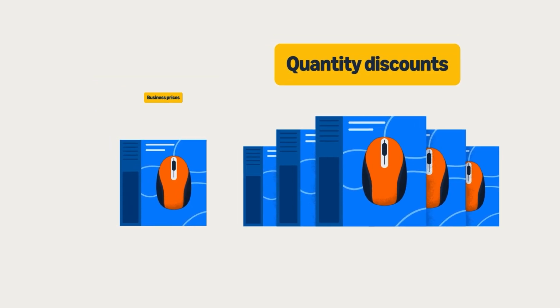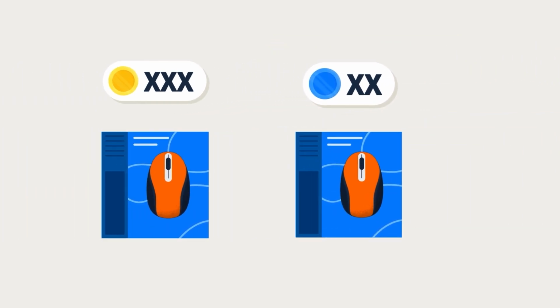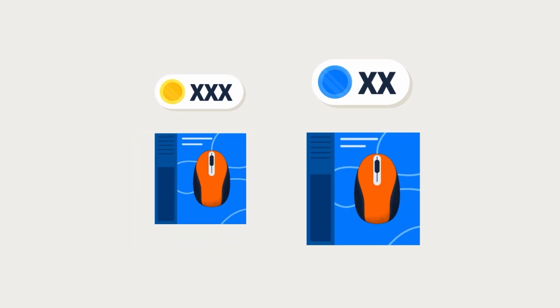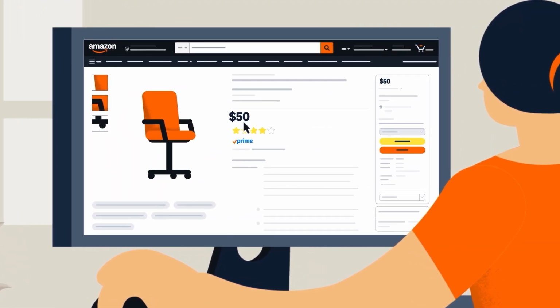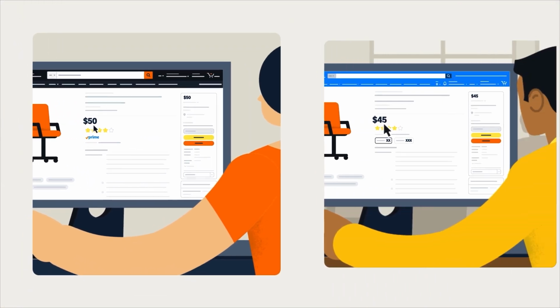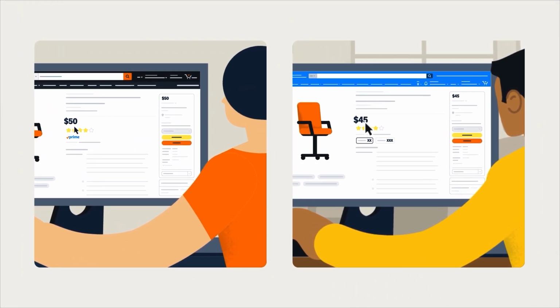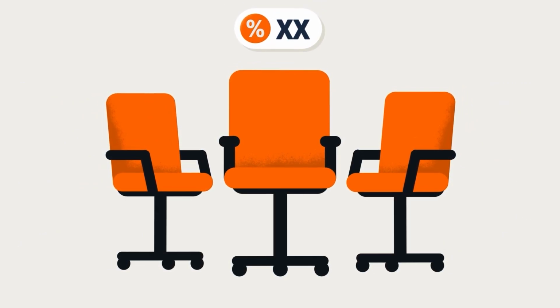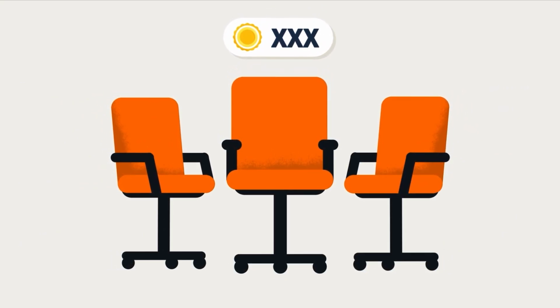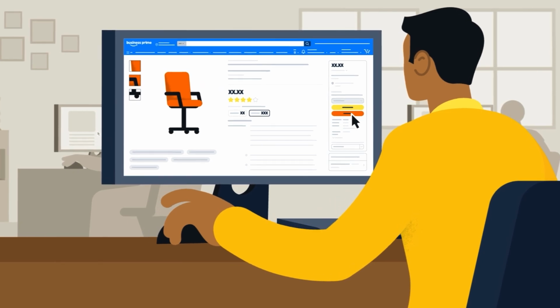Business prices are a single unit discount that is lower than the cost of the same product to retail customers. For example, you might sell an office chair to consumers at $50, but offer that same chair to business customers at $45. Quantity discounts are percentage off discounts or fixed discounts offered to business customers who buy in bulk.